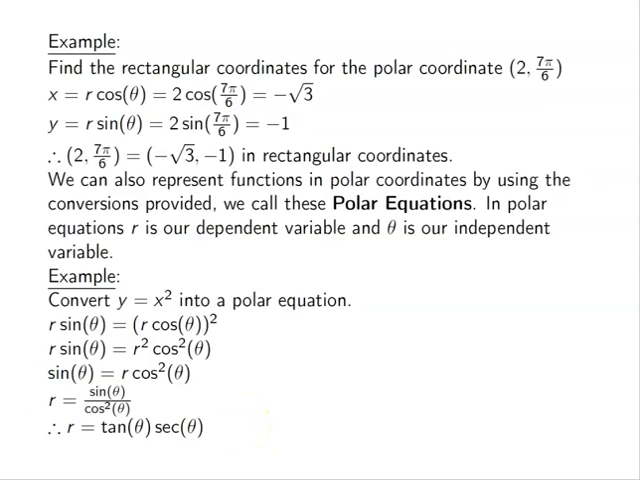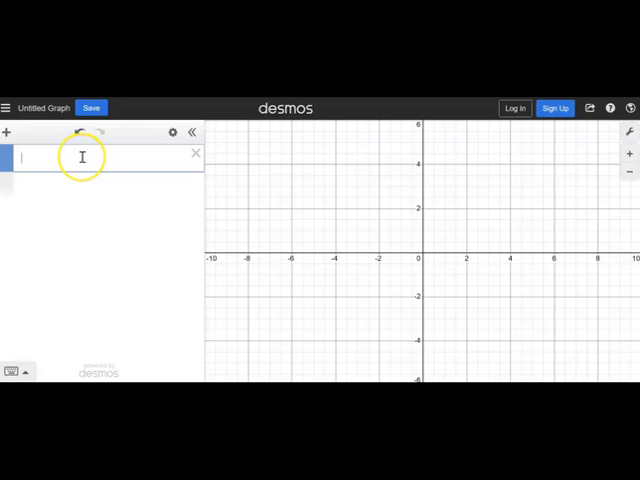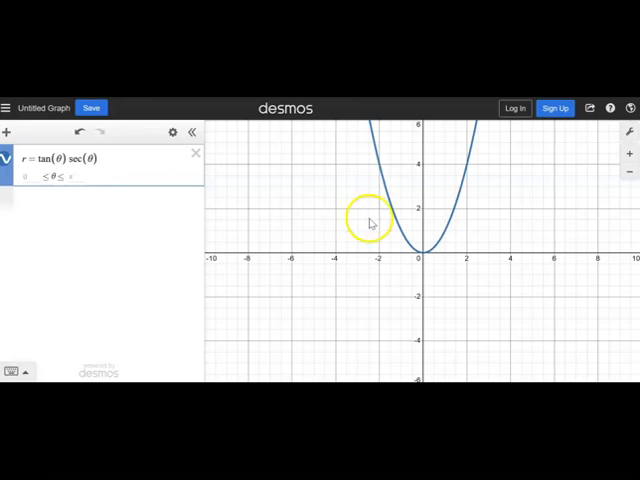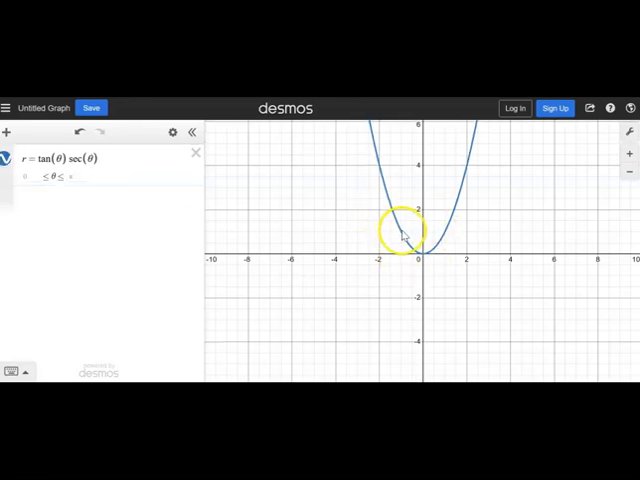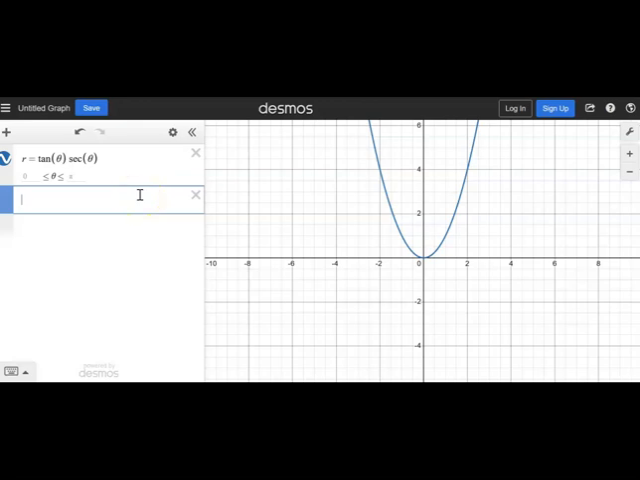Let's do that actually. And magically, we're here in Desmos. So let's go ahead and type this up. So r equals tan theta secant theta. There we go. Parabola. If we're not sure, we can always go y equals x squared. And you can see here that they overlap exactly. Okay, so if I were to turn one off, they're both there. Okay, and we're back.